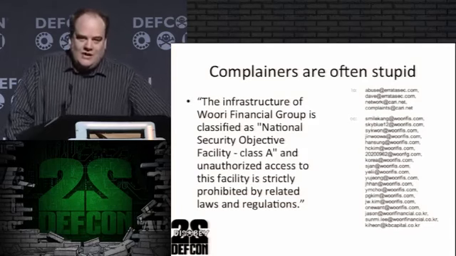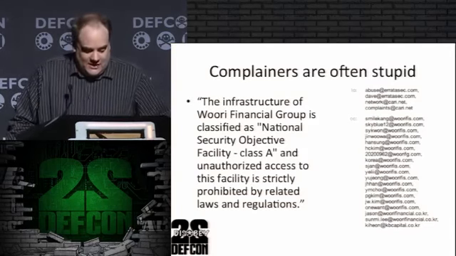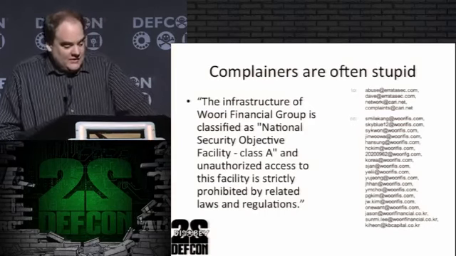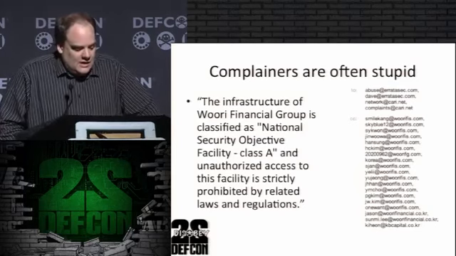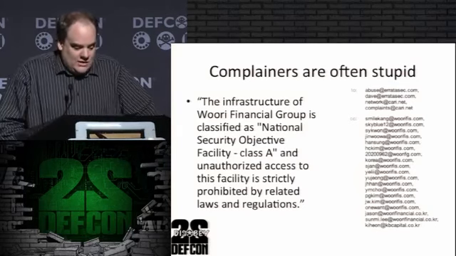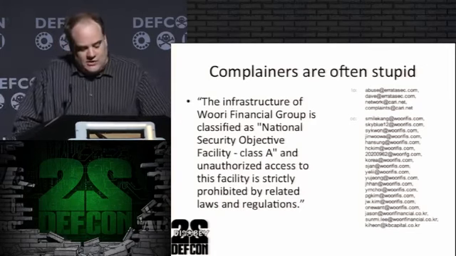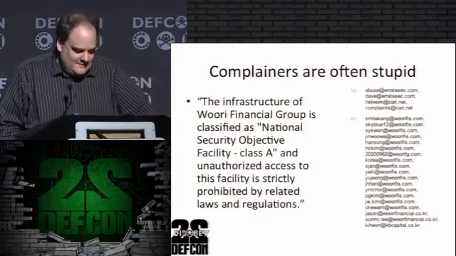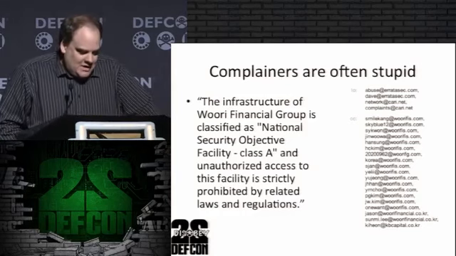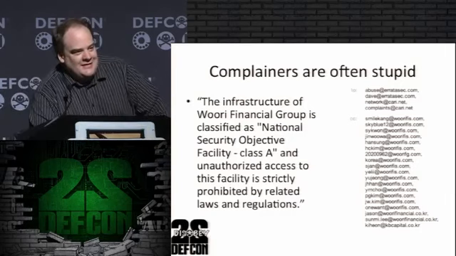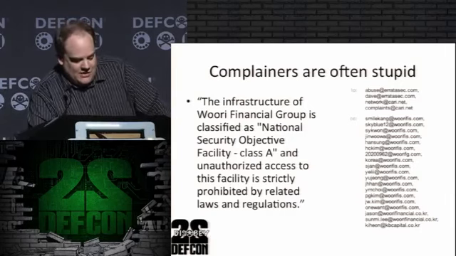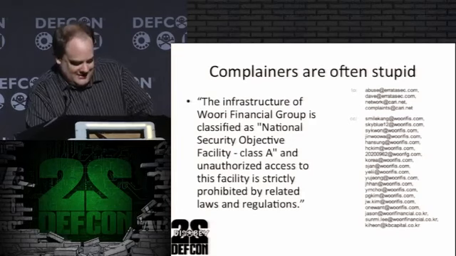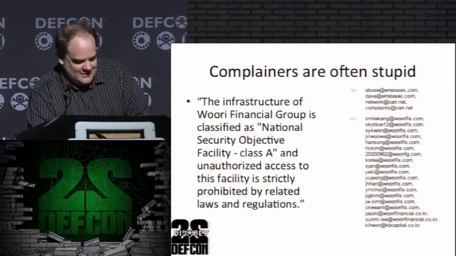One of the cool things is how broken organizations are. There's this Wuri financial group, which apparently is classified a National Security Objective Facility Class A, as they repeatedly tell me every time I do a scan. It's in Korea, and I have no idea what that is. But what they usefully do is they CC their entire organization on the abuse emails. You had one job. So if you want a list of sysadmins to phish for that organization, well, here's a friendly list that they so nicely give us.